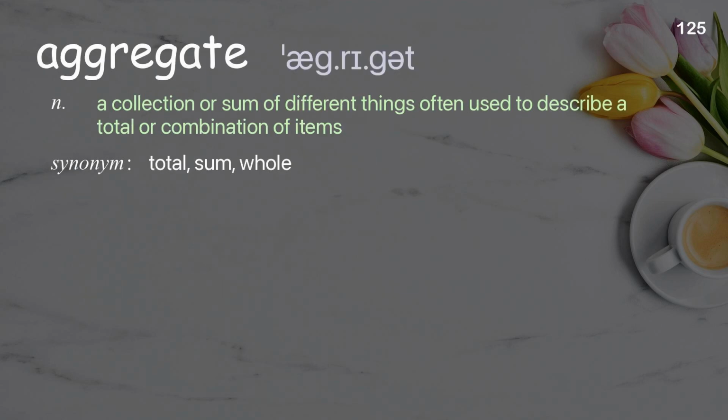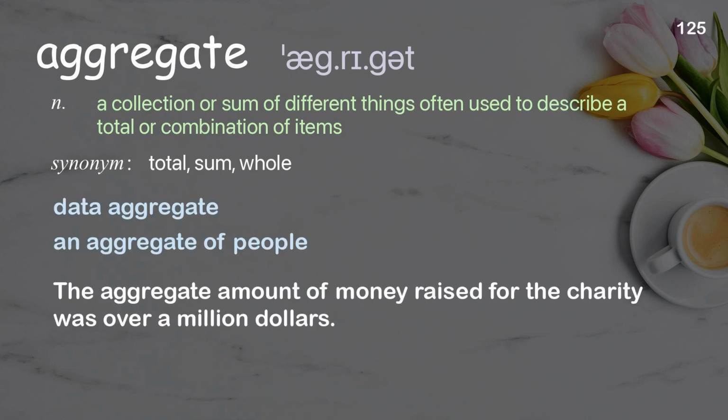Aggregate. A collection or sum of different things often used to describe a total or combination of items. Examples: Data aggregate. An aggregate of people. The aggregate amount of money raised for the charity was over $1 million.